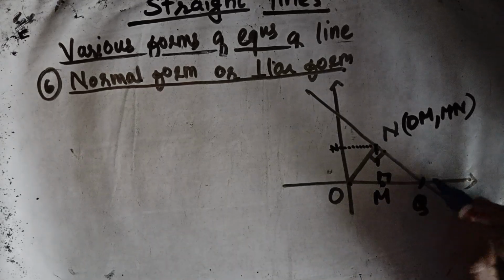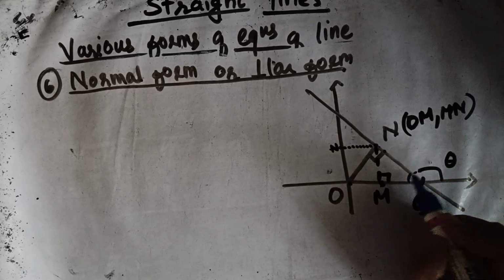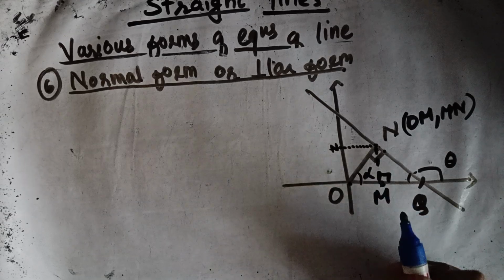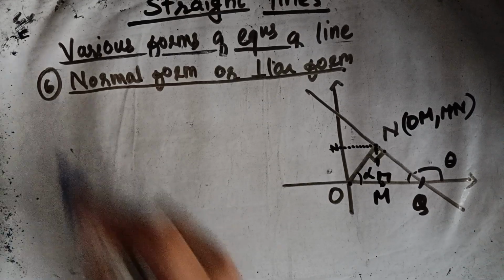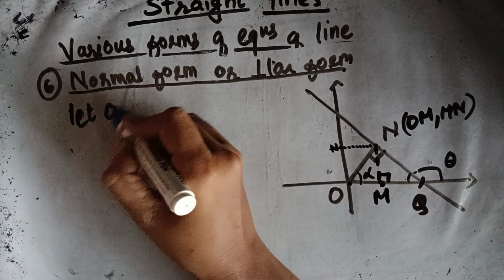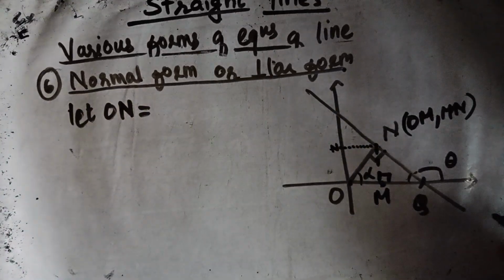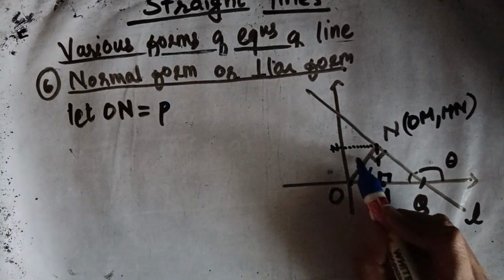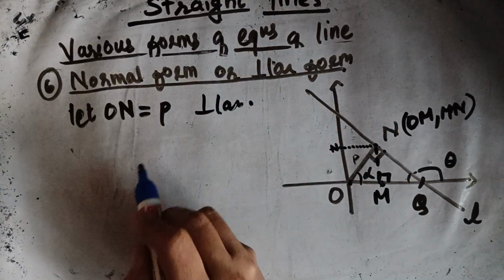Okay. This angle is theta. This angle is obviously 180 minus theta. Okay. This angle I am taking as alpha. So let's see, ON is the perpendicular drawn to this line. This is L. So suppose this distance is P. This is a perpendicular.